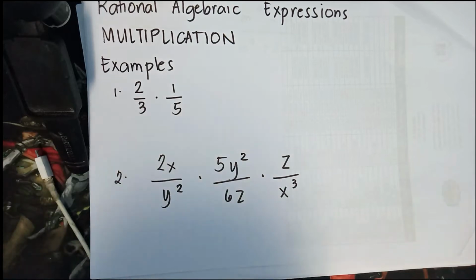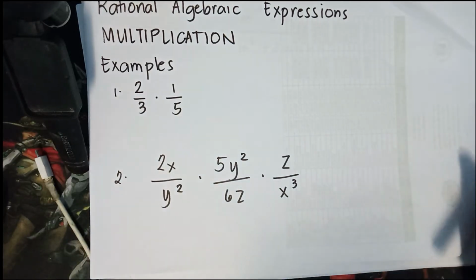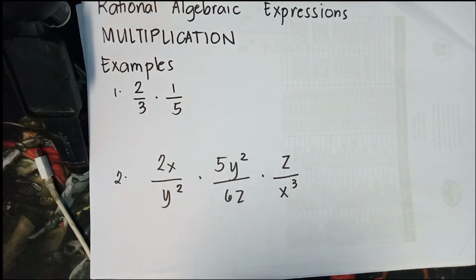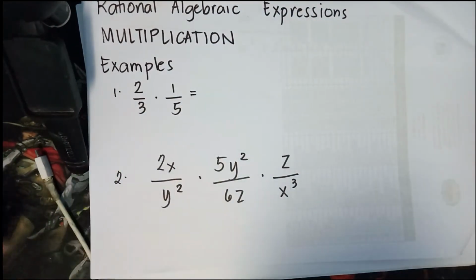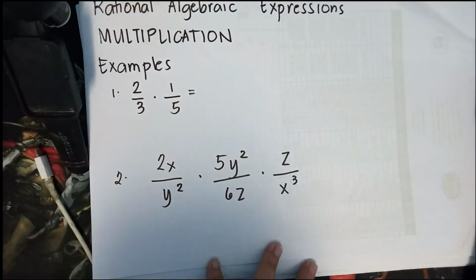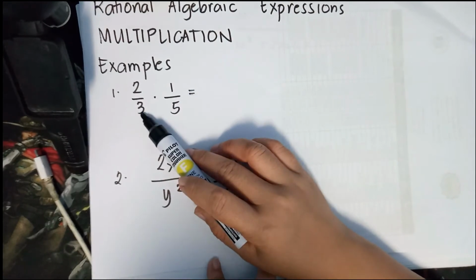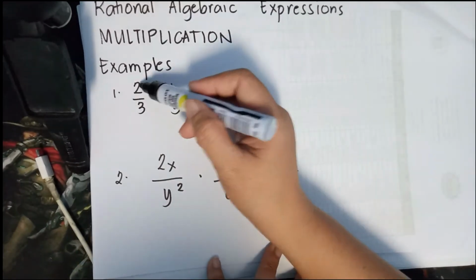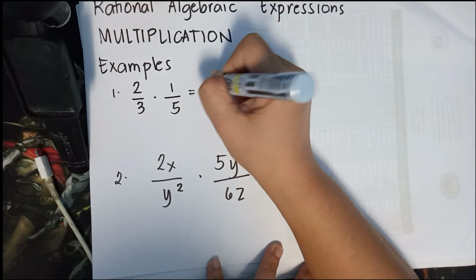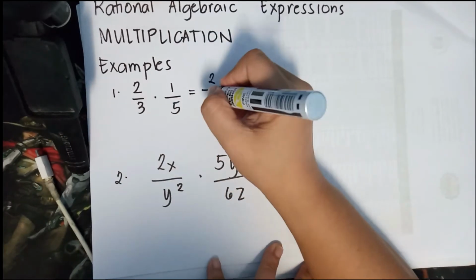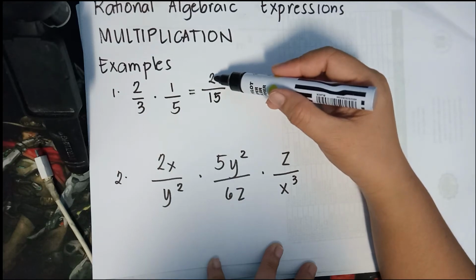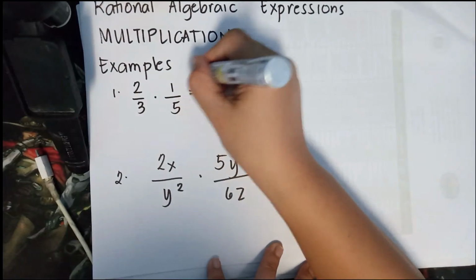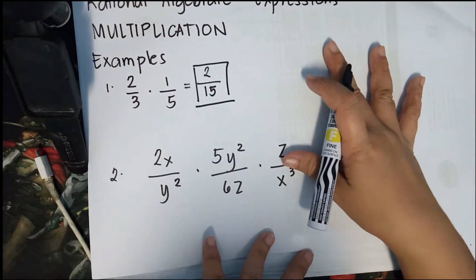We will now proceed with multiplication of rational algebraic expressions. And to multiply, for example, 2/3 times 1/5, all you need to do is multiply the numerator by numerator, denominator by denominator. 2 times 1, we have 2 over 3 times 5, we have 15. Since there is no common factor between 2 and 15, then our final answer is 2/15.